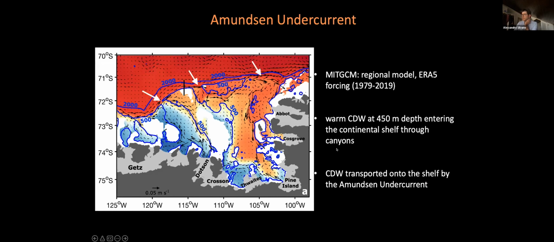Here we have been using a model, the MITgcm, run for the past 40 years or so. This map shows the temperature, the background color, and the velocity of the ocean, the vectors, at 450 meters depth, where the circumpolar deep water is located. You can see how you have this eastward flow here, the undercurrent, that is diverted onto the shelf in these canyons. There are three main canyons in the eastern Amundsen Sea. And this is consistent with what we knew from before.